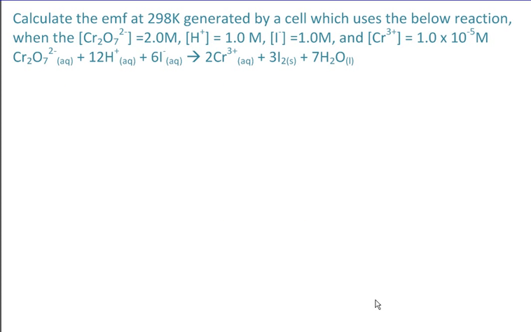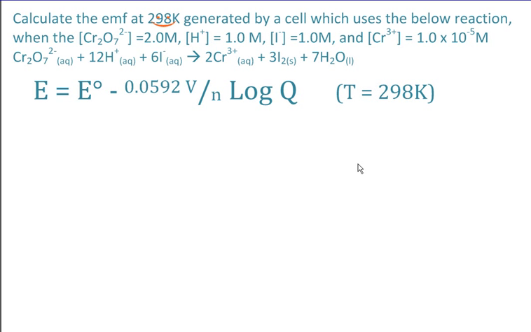So let's say we're asked to calculate the EMF at 298 Kelvin generated by a cell which uses the reaction below, and when these concentrations are at these set values. Well, first off, we can jump up in the air. Yay! 298 Kelvin, that is a standard condition that we can use to use the abridged formula. So here's our abridged formula. Notice that I'm noting that this is at 298 Kelvin. That's why I can use this abridged formula.